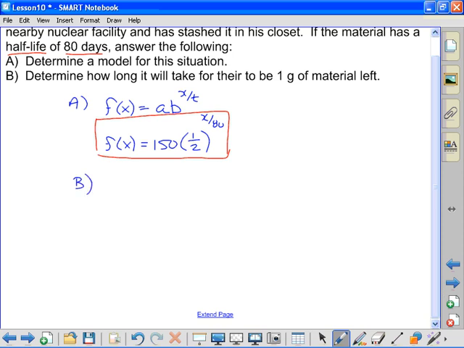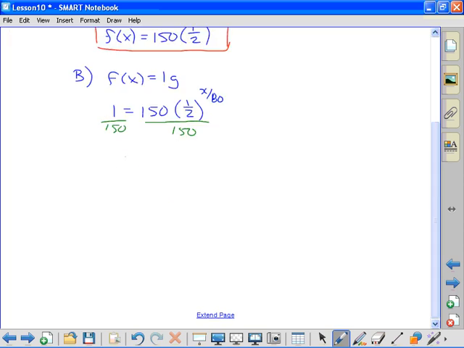B part. So determine how long it will take to get to 1 gram. You kind of assume things get harder as you go through a unit, but you're through the hard part. The properties and solving logarithmic equations are much more challenging than the application, because the application tends to be easier. So for this one, you can go ahead and solve. I still recommend in this case, it's nice to isolate. So I'm going to divide both sides by 150, so I'm going to get a fraction.